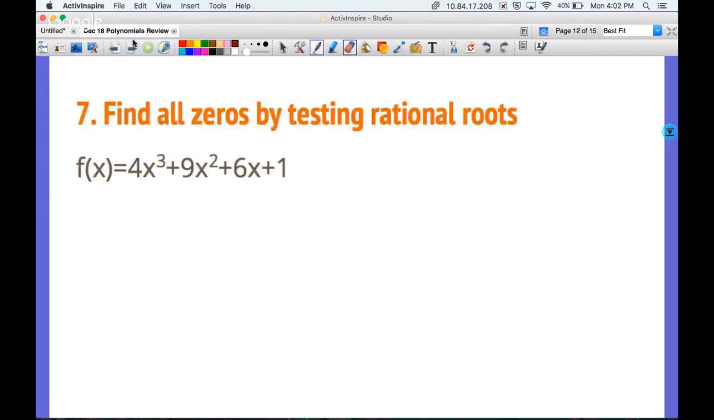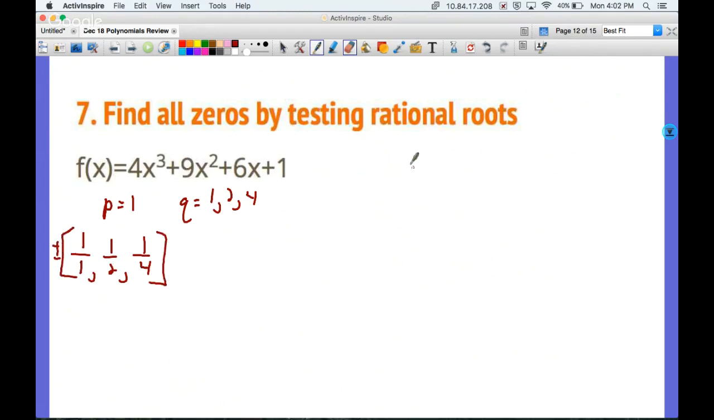All right, moving on. Find all zeros by testing rational roots. All right, so P equals just 1. Q equals 1, 2, or 4, all the factors of 4. Let's make all of our fractions possible. We've got 1 over 1, 1 over 2, 1 over 4. Those can all be either plus or minus. So here's what I'm going to do. I'm going to start with the coefficients 4, 9, 6, 1, and just start doing synthetic division with these numbers here until I find one that works.